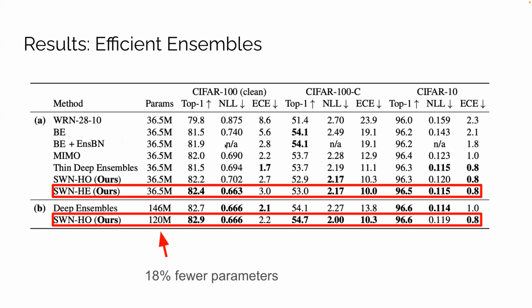We can also share parameters between members of an ensemble. In this scenario, we can compare to prior parameter-efficient ensembling methods such as MIMO and batch ensemble. The heterogeneous ensemble variant of our method, where the ensemble members are of different architectures, outperforms prior work on most metrics on CIFAR 10 and 100 with 36.5 million parameters. If we keep ensemble members the same architecture, but just add parameters to the templates, we can outperform even deep ensembles with 18% fewer parameters.